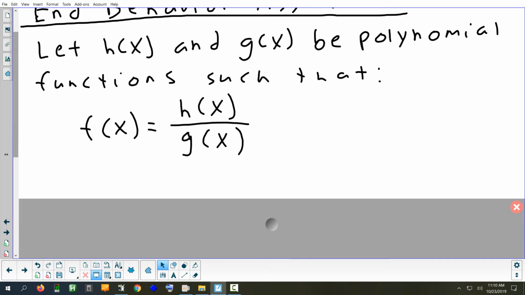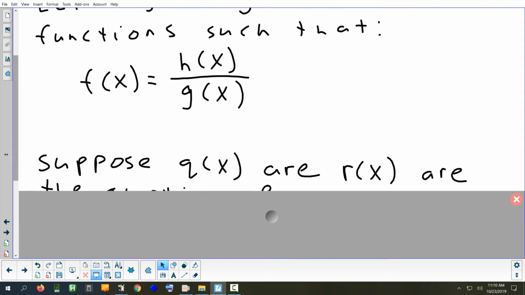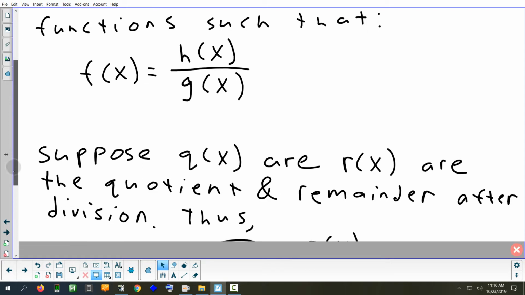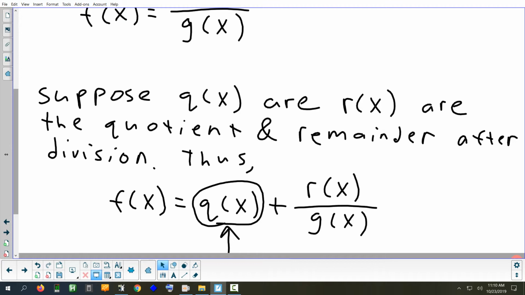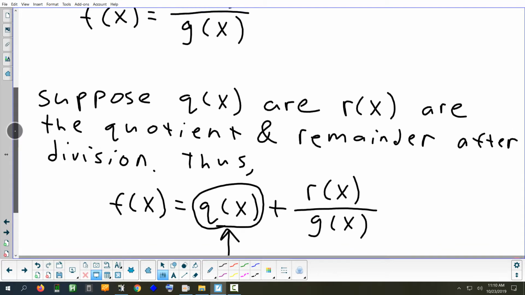To find the EBA, you don't have to do anything new that you haven't done before. We're going to just reuse something we learned last week. When you divide these, you're going to get two parts to the answer. You're going to get a quotient, and you're going to get a remainder. We talked about this last week. When you divide two things, you can write your answer as quotient plus remainder over the original denominator.